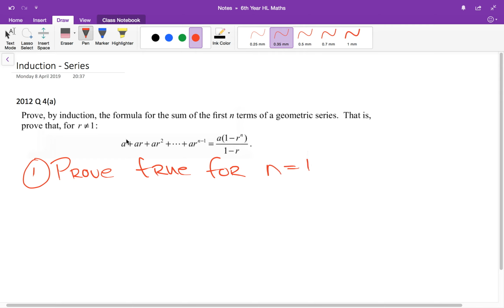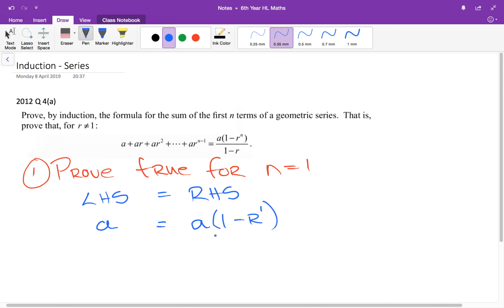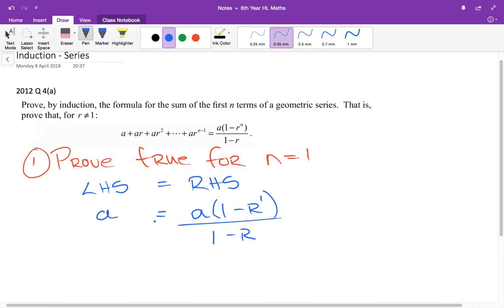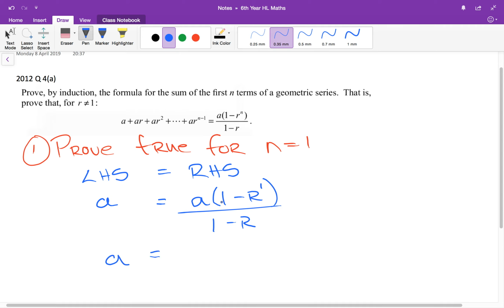So on the left hand side, n equal to 1 means the first term, and the first term on the left hand side is a. So we're trying to prove that for n equal to 1, the left hand side equals the right hand side. So on the right, I'm going to make the n equal to 1. The only n that's there is up here in the power. So that's a equals, and the 1 minus r cancels with the 1 minus r, leaving me with a. So therefore, it is true for n equal to 1.